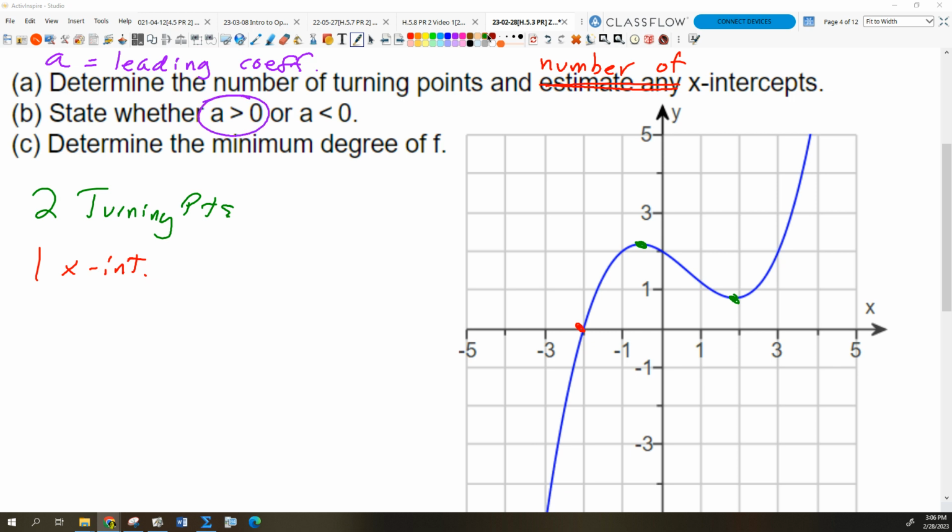Okay, now, put on your thinking caps, right? I want you to really think about this. The fact that there are 2 turning points implies the minimum degree of the polynomial. It could be a really high degree polynomial, but what's the minimum possible degree that this polynomial could have if it has 2 turning points? Show me with your fingers. Yeah. Sophia, how come? You're right. 3 is correct.